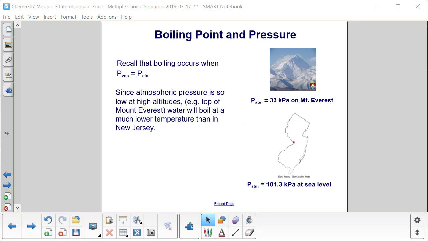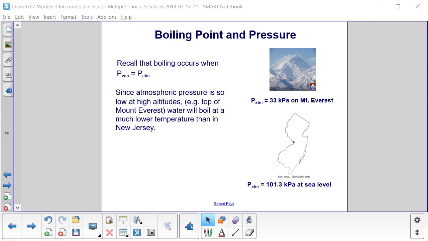One final detail on boiling point as it relates to atmospheric pressure. Remember that boiling occurs when the vapor pressure equals atmospheric pressure, but atmospheric pressure varies with altitude. It's how much the atmosphere is pushing down at a given location. If you remember from some physics or previous chemistry, we can draw a column of air representing the atmosphere, and obviously if that column gets smaller as the altitude increases, then the atmospheric pressure will decrease.